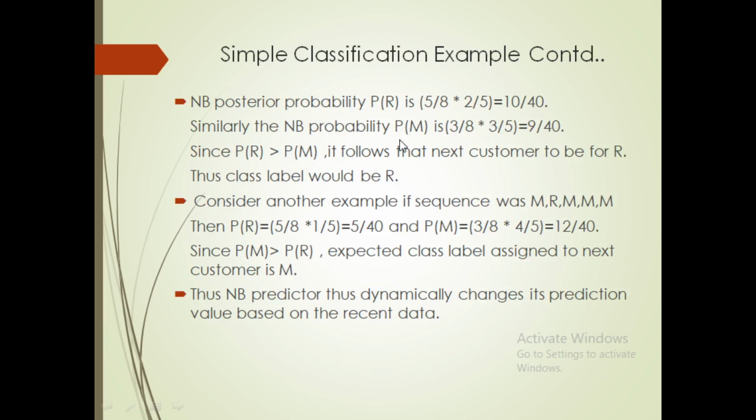In a similar way over here, we will find the posterior probability for M as well. When we compare these two values, we can say that since P of R is greater than P of M, it follows that the next customer will be for R. Thus, the class label will be assigned as R.